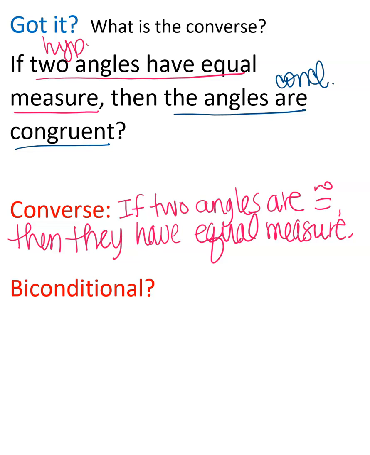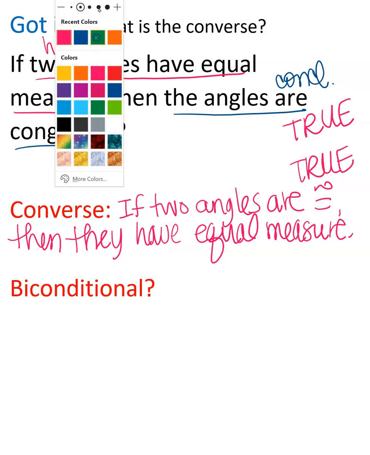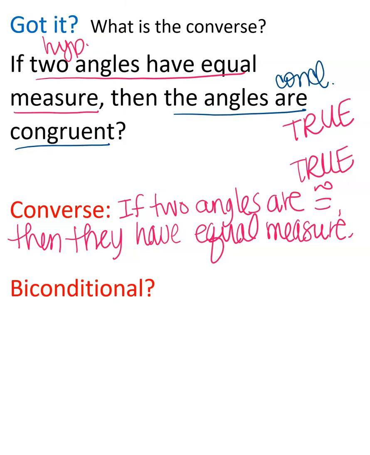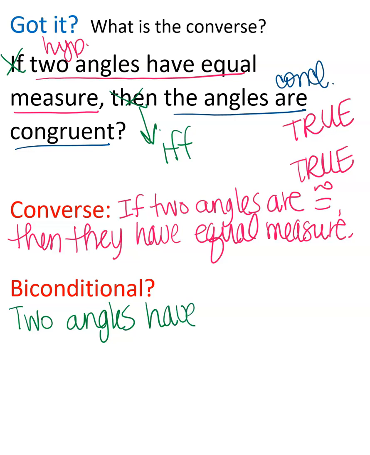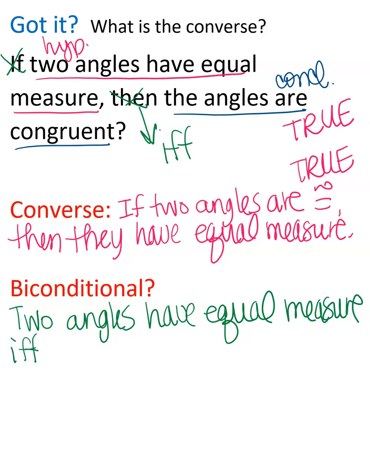I'm looking at the true or false. If two angles have equal measure, then the angles are congruent. This one is true. I'm looking at the converse. If two angles are congruent, then they have equal measure. This is also true. So we can rewrite as a biconditional. And remember, to do that, you're going to cancel out the if, cancel out the then, and replace the then with if and only if. So two angles have equal measure if and only if the angles are congruent.